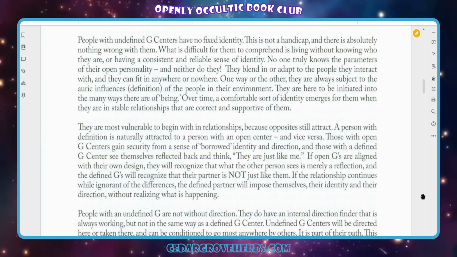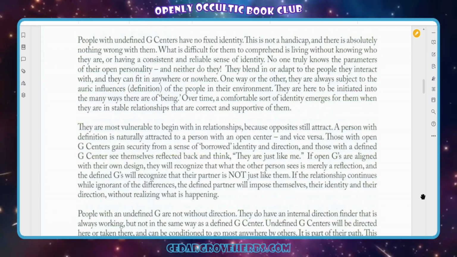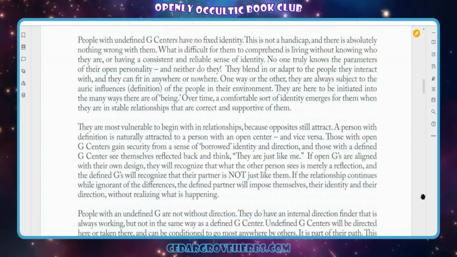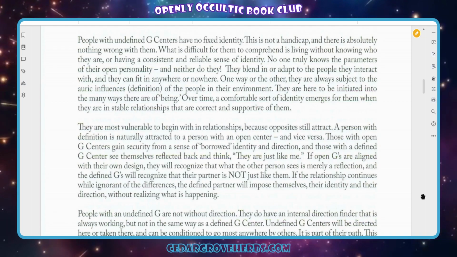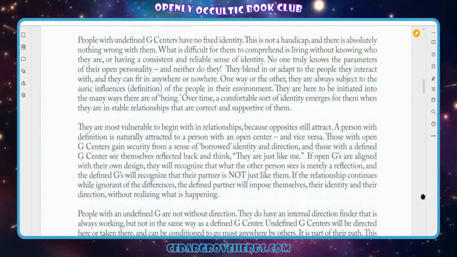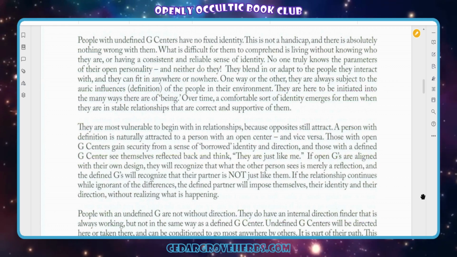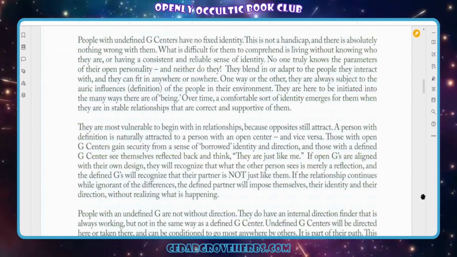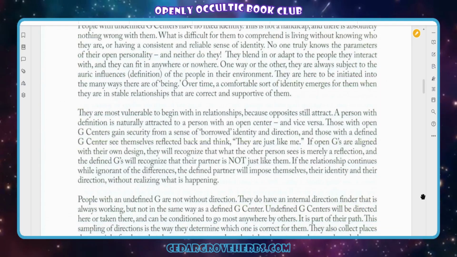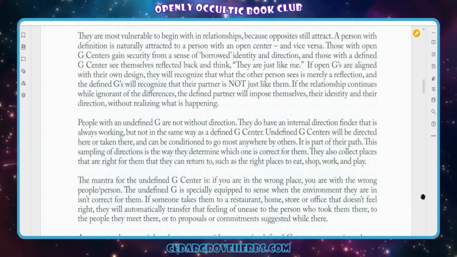A person with definition is naturally attracted to a person with an open center, and vice versa. Those with open G centers gain security from a sense of borrowed identity and direction, and those with a defined G center see themselves reflected back and think, they're just like me. If open Gs are aligned with their own design, they will recognize that what the other person sees is merely a reflection, and the defined Gs will recognize that their partner is not just like them. If the relationship continues while ignorant of the differences, the defined partner will impose themselves, their identity, and their direction without realizing what's happening.